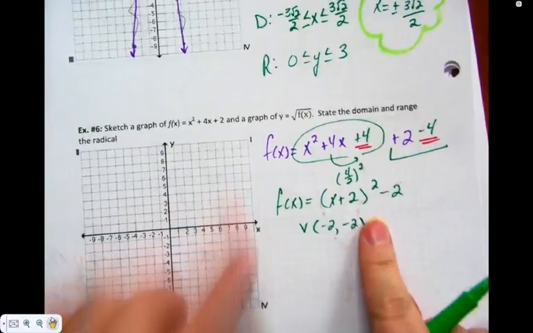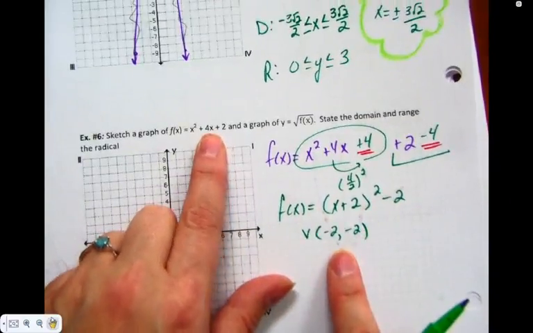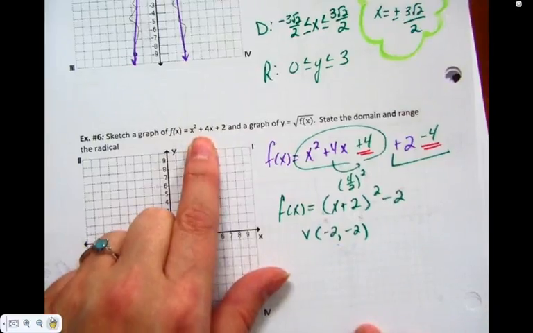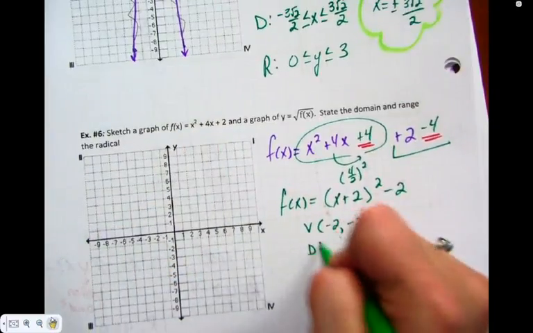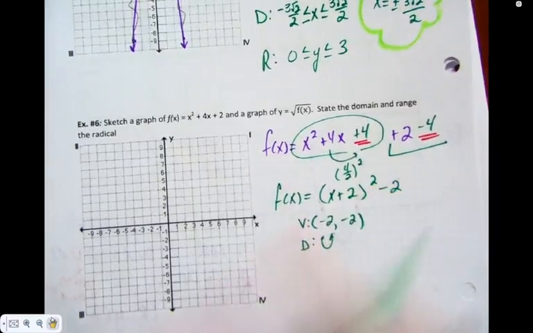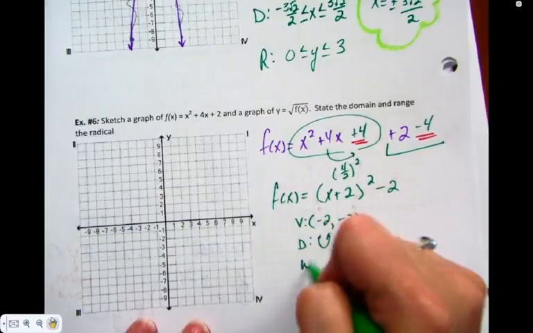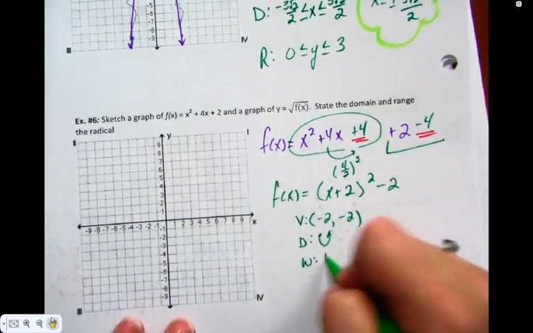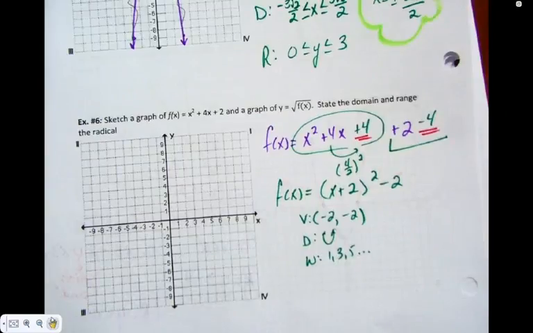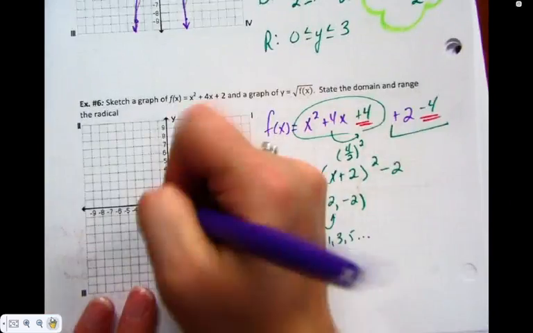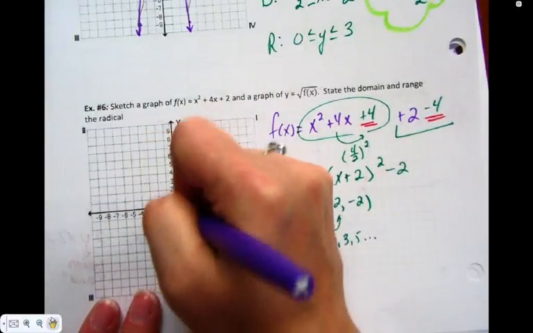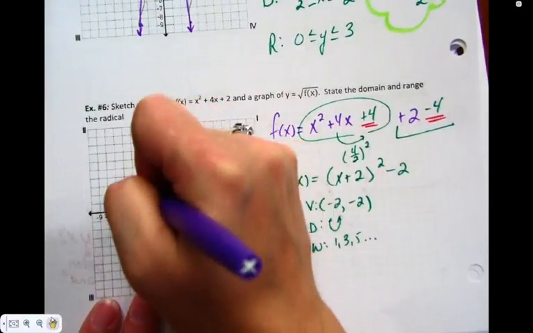And again, that's why we need to complete the square. You need to be really good at math to be able to look at this in the question and know the vertex is negative 2, negative 2. Direction? Up. How do you know? There's no negative, there's no vertical reflection. And the width? 1, 3, 5. So negative 2, negative 2. 1 over 1 up. 1 over 3 up.